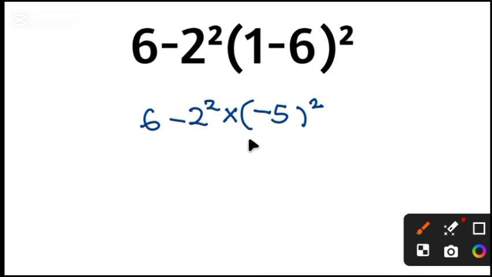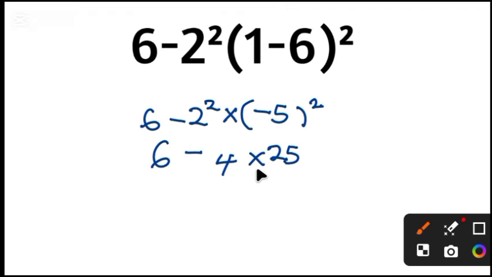The next thing is to clear the exponent. So to clear the exponent, we have minus 5 raised to the power of 2 will give us 25. We have multiplication here. Then minus 2 raised to the power of 2 will give us minus 4. And then we have 6 here.